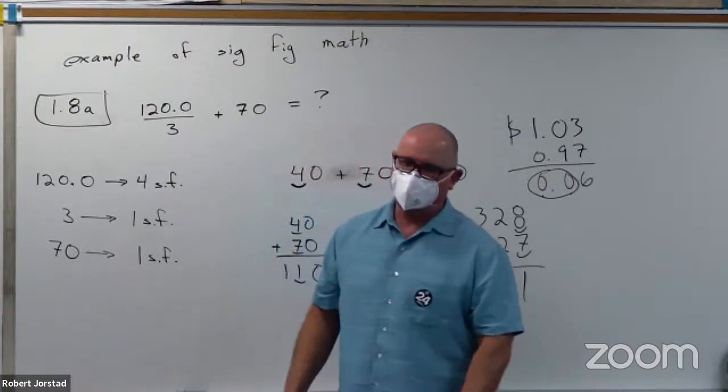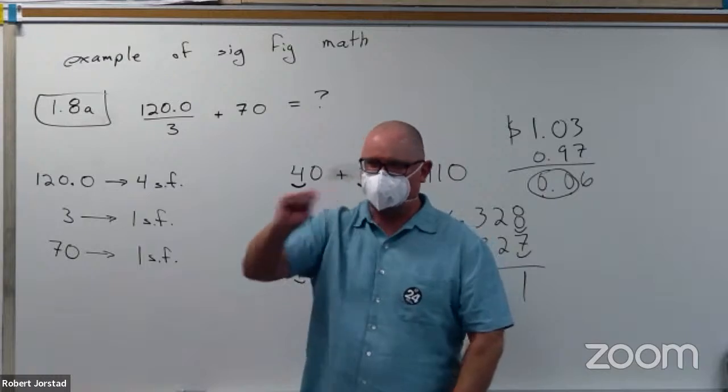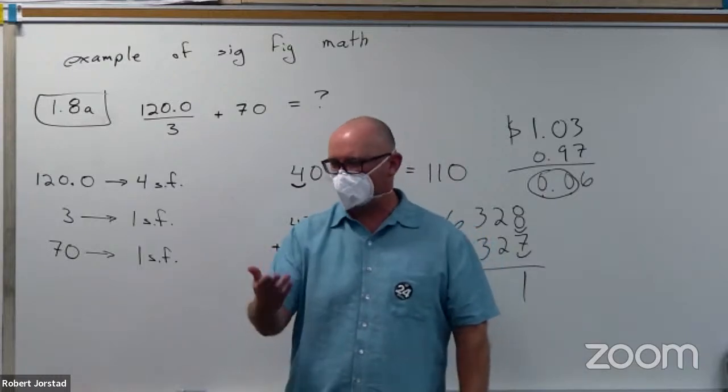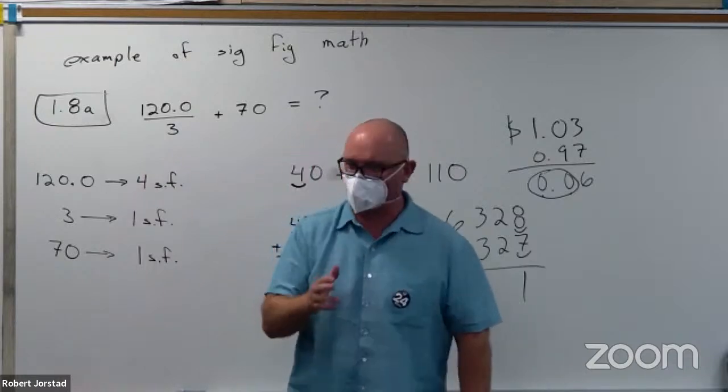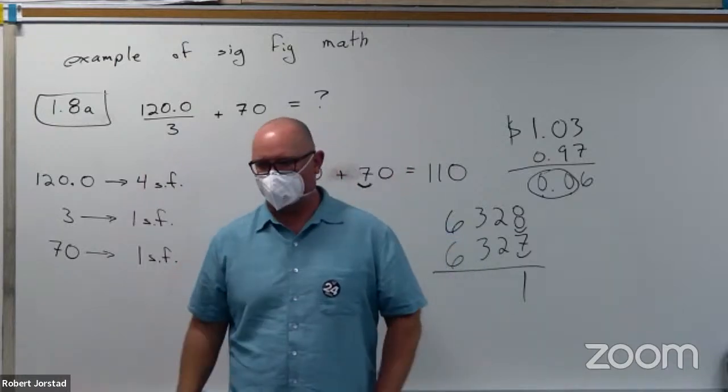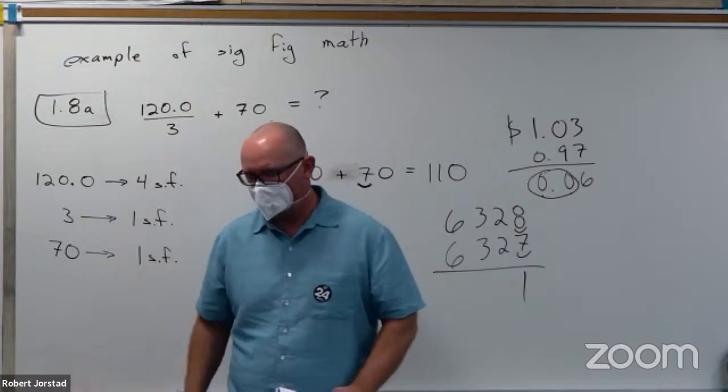So basically all the sig fig questions on your test are going to have lots of zeros peppered all over. So you have to keep track of what's a leading zero, what's a trailing zero. And remember, leading, not significant. Trailing depends on the decimal point. Is that good? Okay.